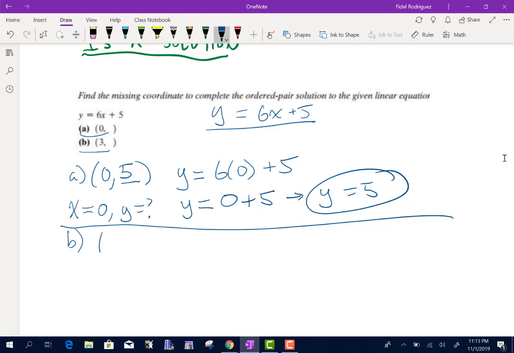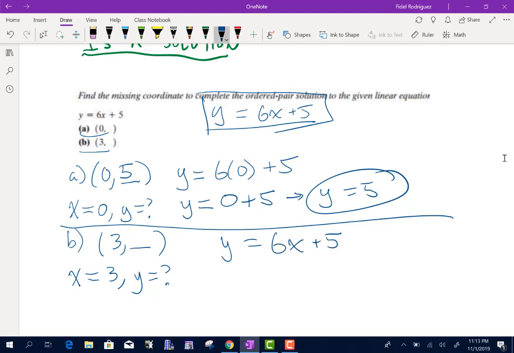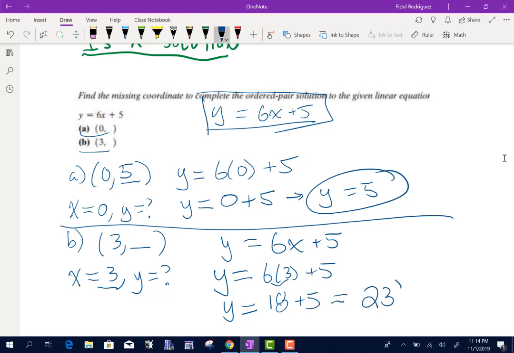So for my part B, the point we have is 3 comma blank, right? So again, that's telling me that my x number is 3, but I don't know what y is. We're still using the same equation we had, y equals 6x plus 5. The only thing we're going to do different now is instead of plugging in 0, we're going to plug in 3. Okay. So guys, 6 times 3 is 18, right? And 18 plus 5 is 23. So right here, I'm going to put the number 23.